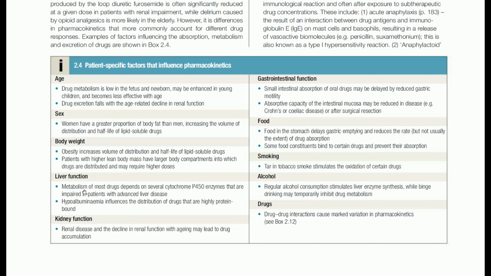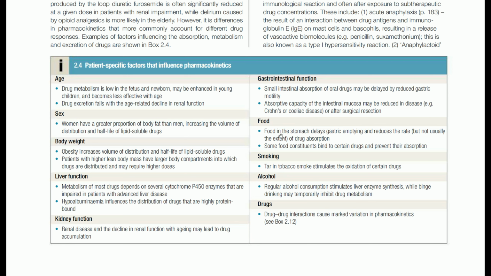Liver function: metabolism of most drugs depends on several cytochrome P450 enzymes that are impaired in patients with advanced liver disease. Hypoalbuminemia influences the distribution of drugs that are highly protein bound. Kidney function: renal disease and the decline in renal function with aging may lead to drug accumulation. Gastrointestinal function: small intestinal absorption of oral drugs may be delayed by reduced gastric motility. Absorptive capacity of the intestinal mucosa may be reduced in disease, for example Crohn's or celiac disease, or after surgical resection.